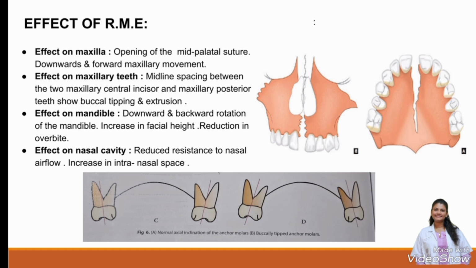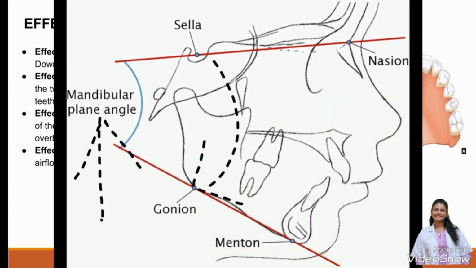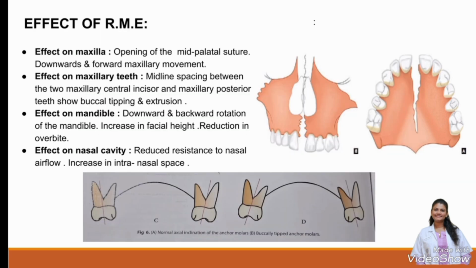Now effect on mandible. There is evident effect on mandible: downward backward rotation of mandible, increase in facial height, reduction in overbite and increase in mandibular plane angle. Next is effect on nasal cavity, which is also evident because of reduced resistance to the nasal airflow by about 45 to 60%, which improves nasal breathing and also increases intranasal space. Maximum in inferior region of nasal cavity and gradually decreases towards superior aspect.